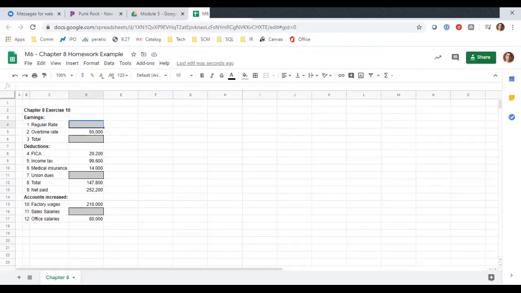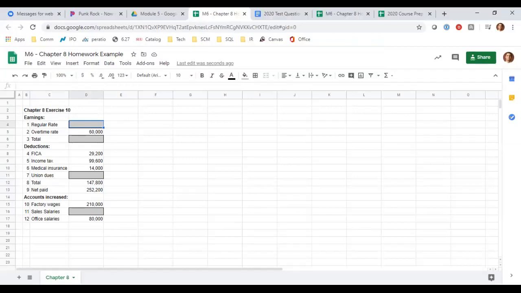Okay, so for the homework help, I decided to pick a problem that just helps you understand the concepts. So it's kind of close to the problem that you'll do in your homework, but mostly this homework help is for a concept. Okay, so we're doing chapter 8, exercise 10. That is on page 300.